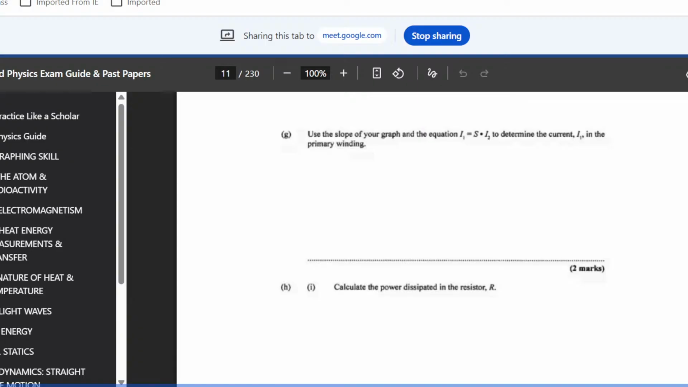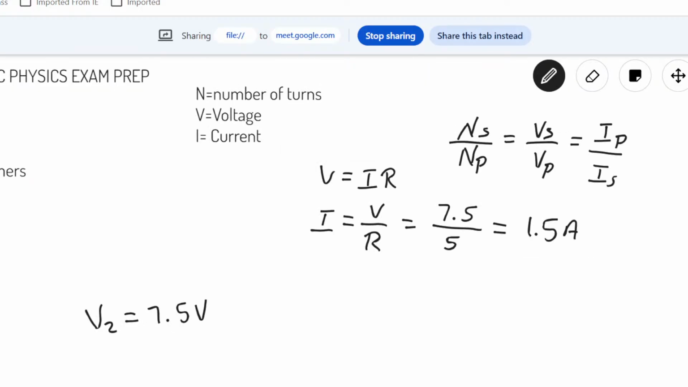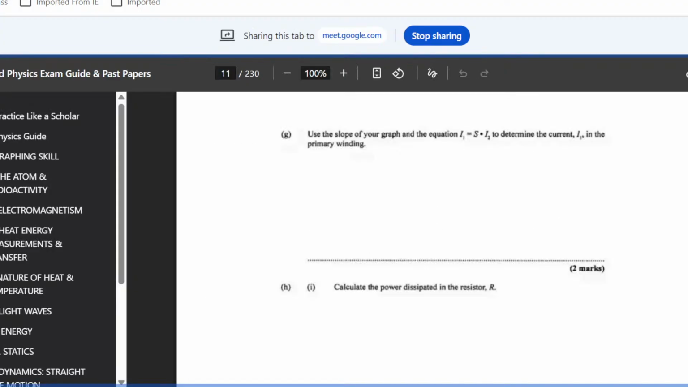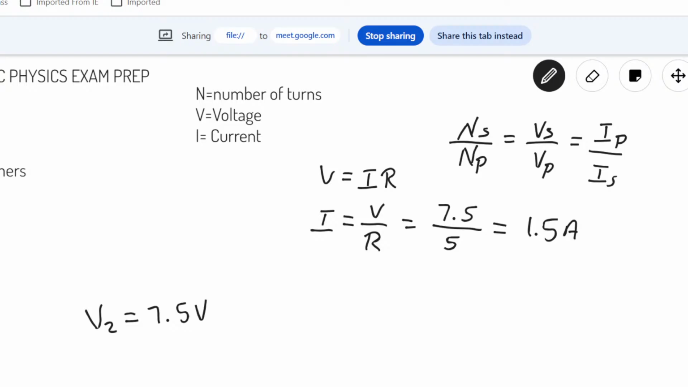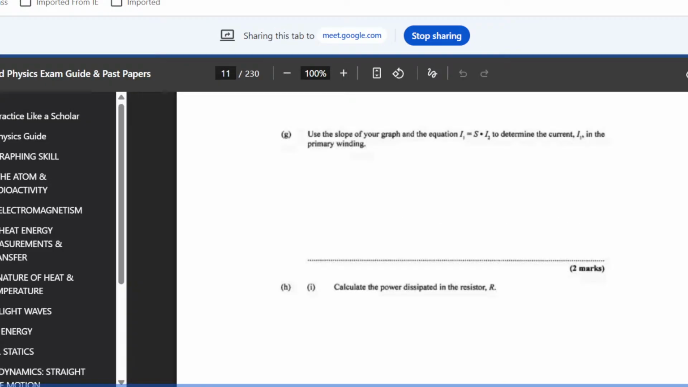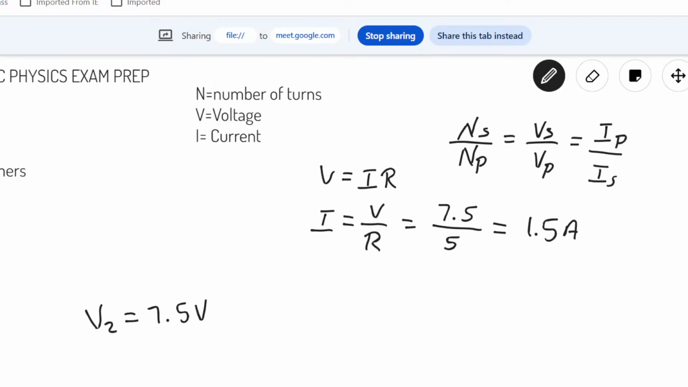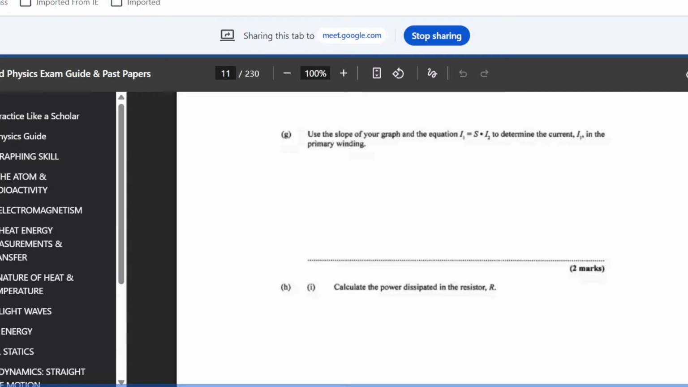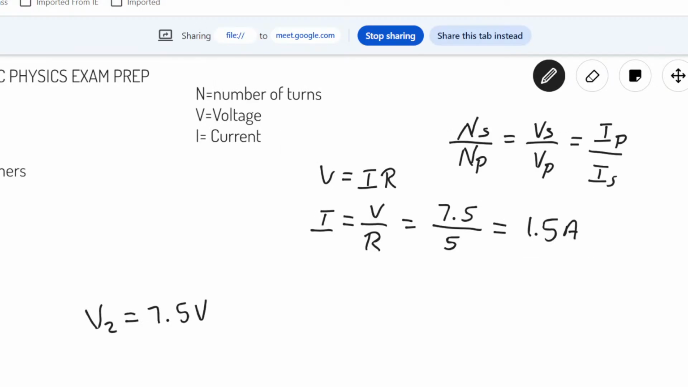All right, so it's just that the slope was 0.15, and I2 was 1.5. All right, so what would that work out to? So the slope was 0.15, I think. Yes, go ahead. 0.225. So 0.225 amperes.